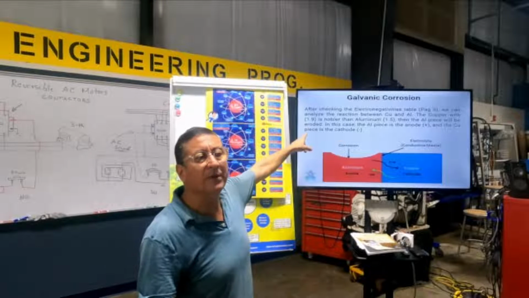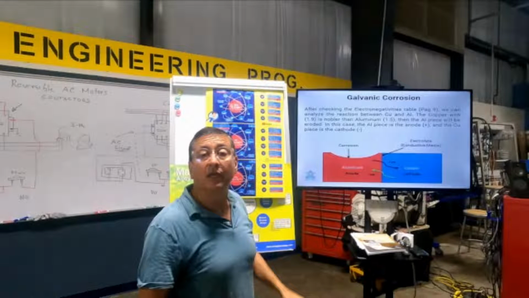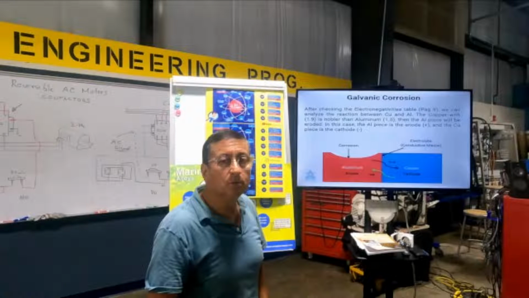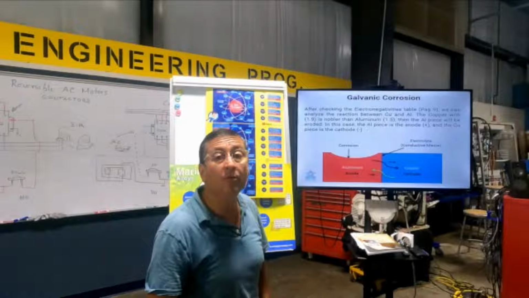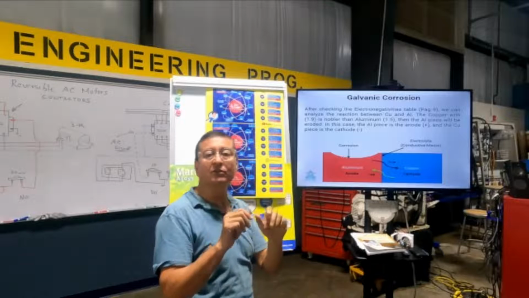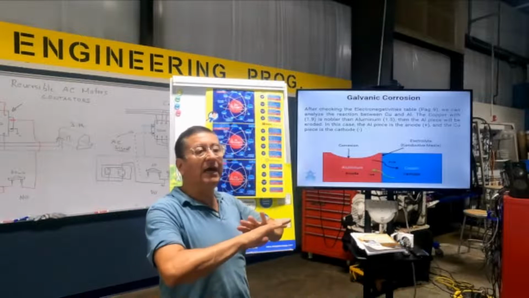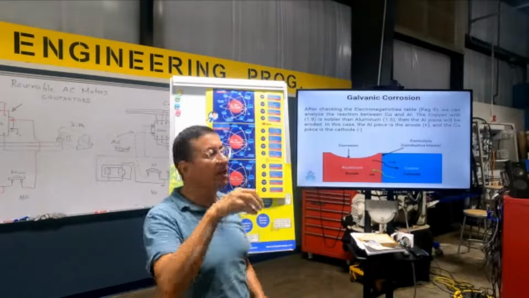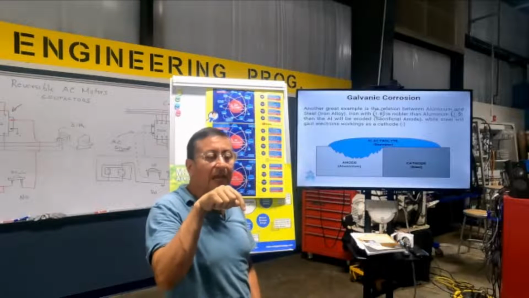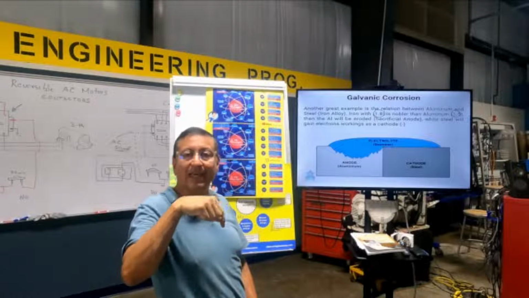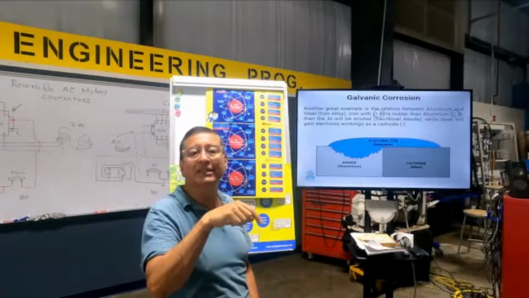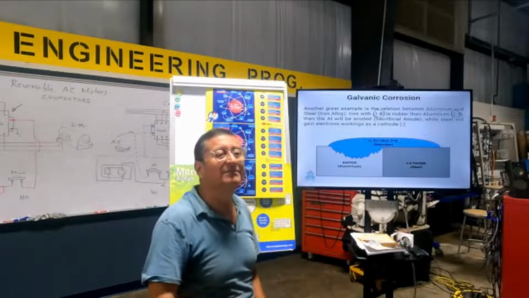Compared to the electronegativity of copper. Okay, which one will be the anode? The aluminum, the sacrificial anode, the less noble, donates electrons. And which one will be the cathode? The copper. At the end of the years the copper will be in perfect condition, and the aluminum around that fitting will be eroded, completely eroded.